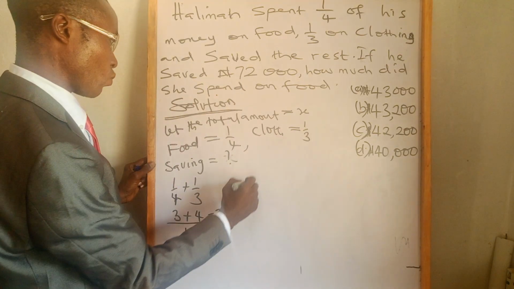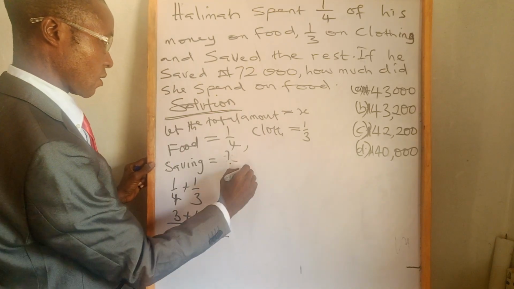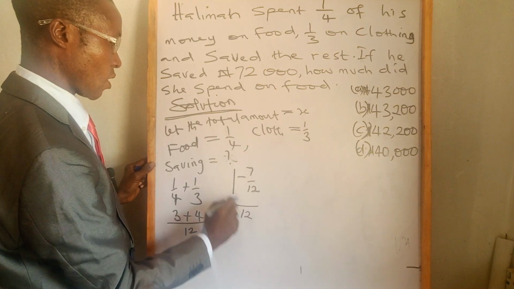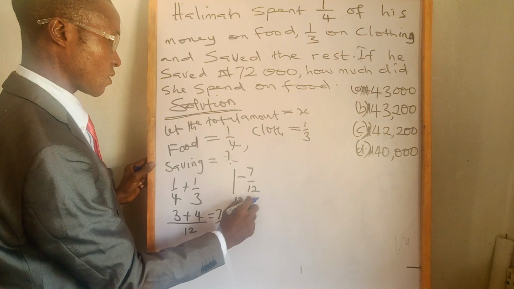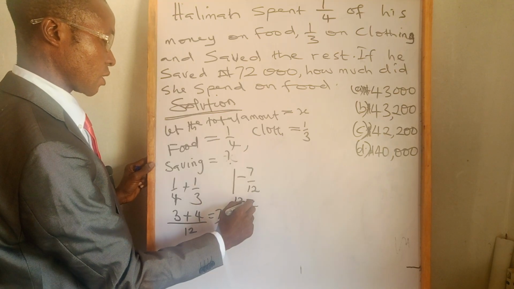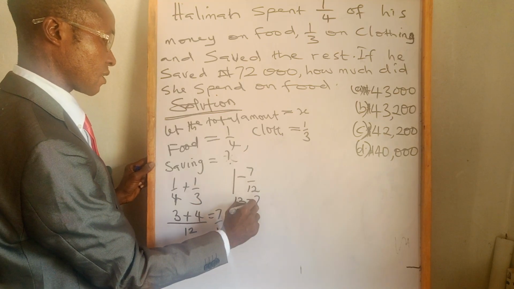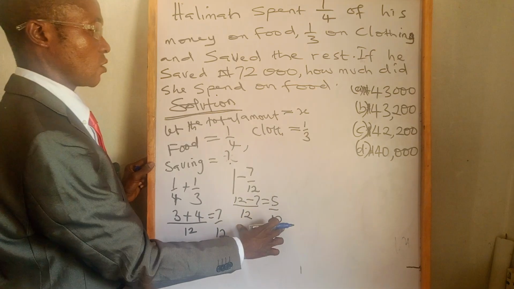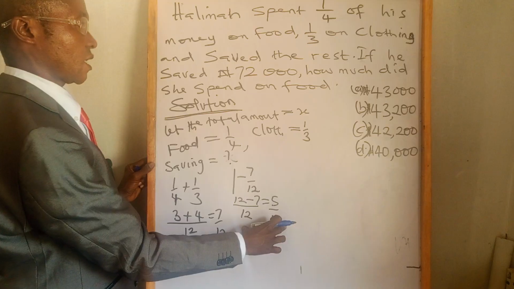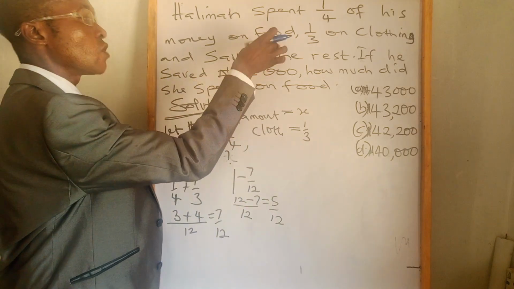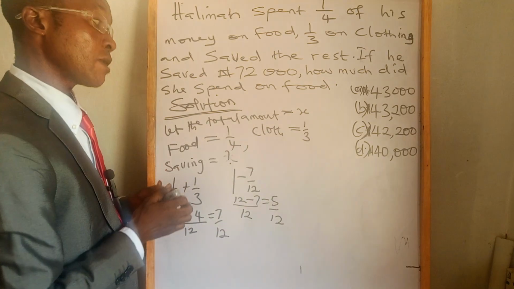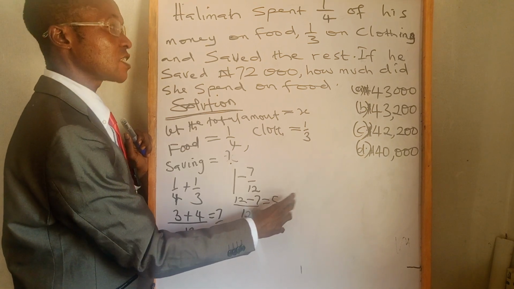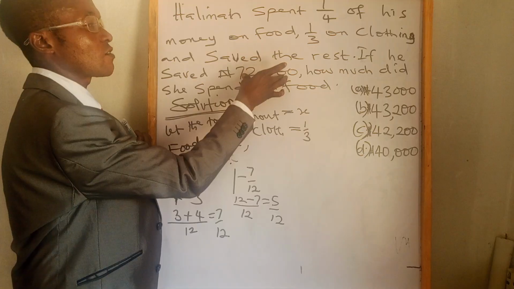Now the total amount we will represent with 1 minus 7/12. So the LCM again is 12. 1 is 12 minus 7, which is equal to 5/12. This is the fraction of the amount that she decided to save. Remember, the actual amount she saved has already been given as 72,000 naira.